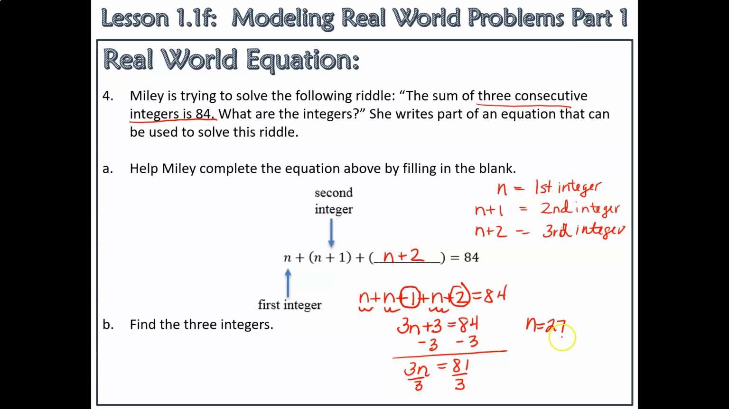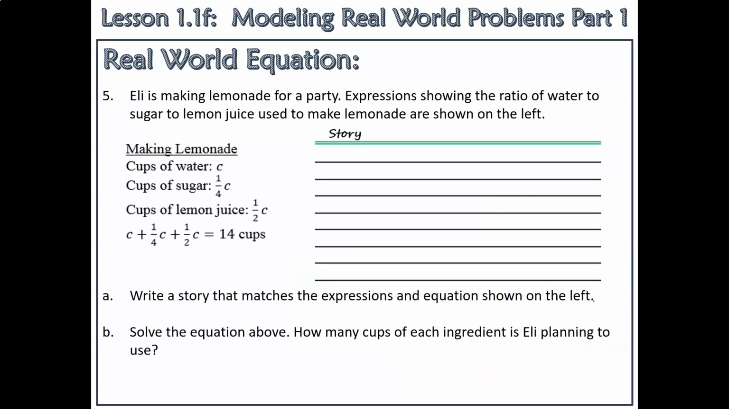So if this is your first one, and then your second is adding 1, your next one's going to be 28. And then if you add 2 to the first one, or just keep going consecutively, the next one's going to be 29. So your 3 consecutive integers are 27, 28, 29. All right.